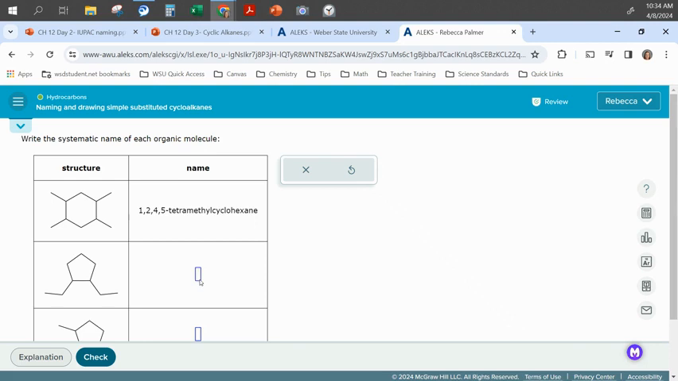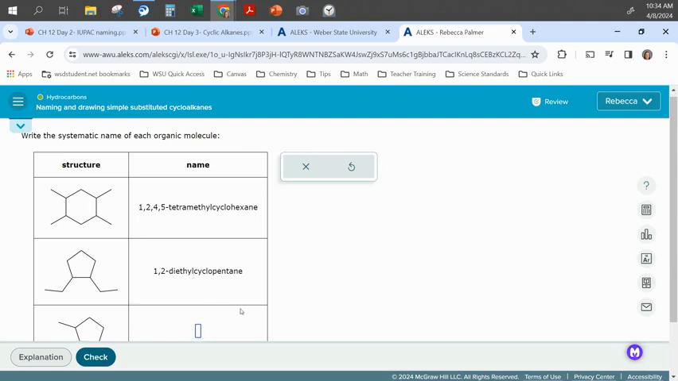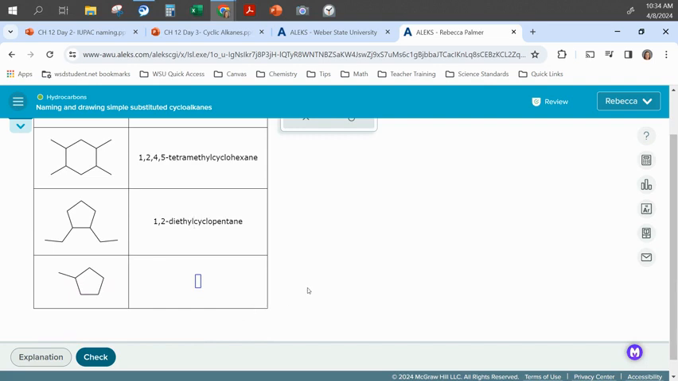All right, so the parent structure is cyclopentane. And then I have 2 ethyl groups. One is at the 1 position, one is at the 2 position. They are both ethyl, but it's going to be diethyl. Diethylcyclopentane. Hopefully I spelled that right.